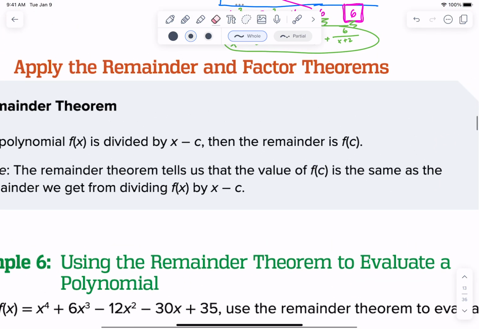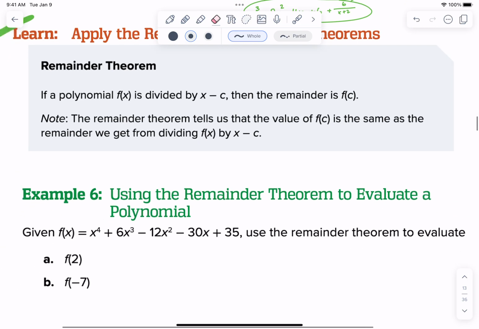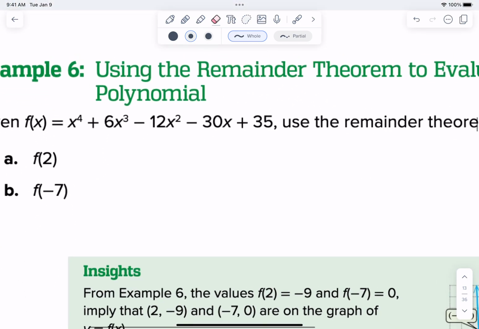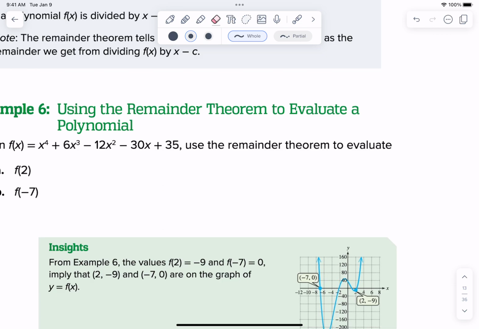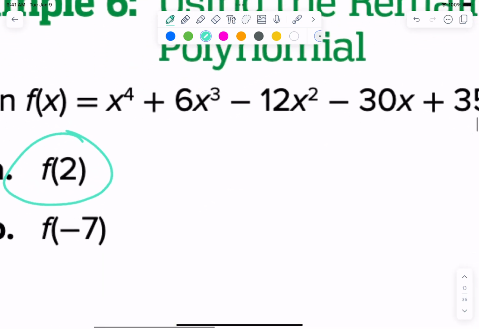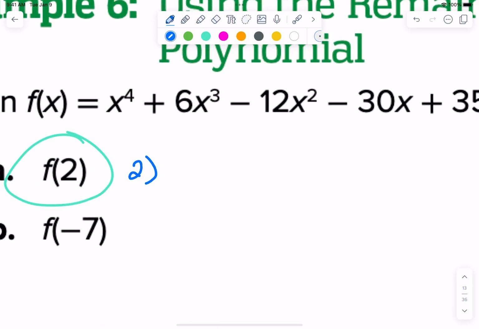All right, so the factor theorem. Here is what the factor theorem says. We're using the remainder theorem. This is example 6. It says use the remainder theorem to evaluate f of 2. All they're saying when we're doing f of 2 is plug 2 in. You guys can do this in your calculator if you want.